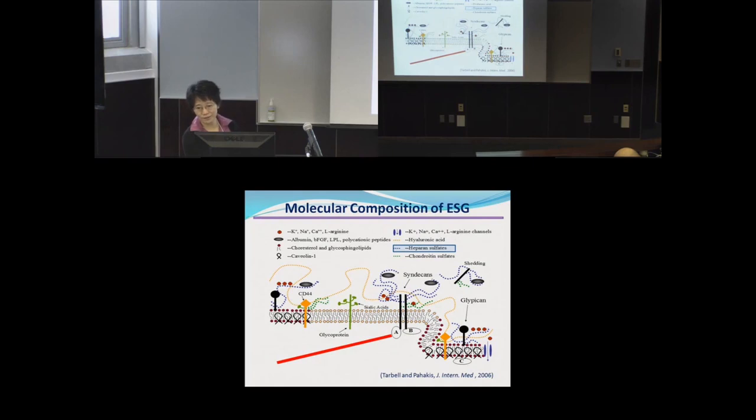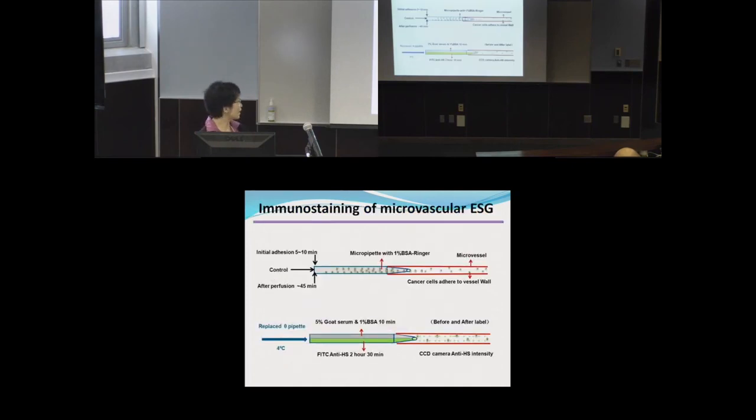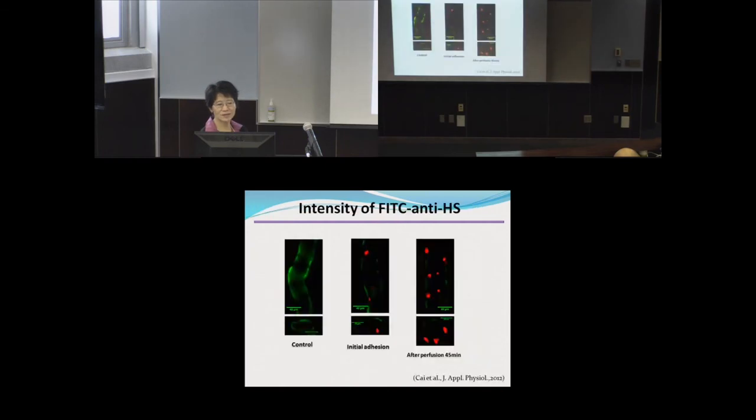Then we have to confirm if the surface glycocalyx is really degraded by tumor cell adhesion. So we still label the HS, and we use the same method as I just showed you, under control, initial adhesion, and perfusion for 45 minutes. And here are our results. Under control there is a lot of green. That's the surface glycocalyx. And this red is adherent tumor cells. With initial adhesion, you see less green. And after 45 minutes of tumor cell perfusion, you see more red, more adherent tumor cells, but much less green compared to the control.